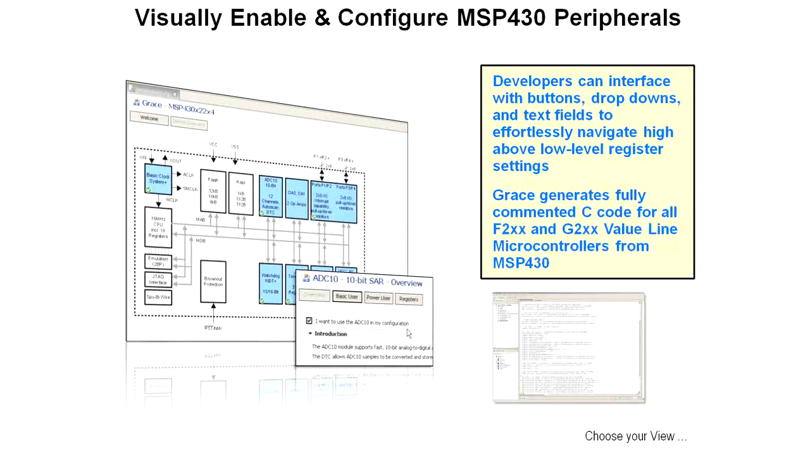You can see here that the ADC10 has been clicked on, and the first thing it asks you is whether or not you want to use the ADC10 in your configuration. If you check that, you then get the basic, power user, and registers buttons to click on. So you can interface to this tool with buttons, drop downs, and text fields to navigate high above the low-level register stuff that we've had to deal with before. And like I said, it generates fully commented C code for all F2XX and G2XX value line microcontrollers.